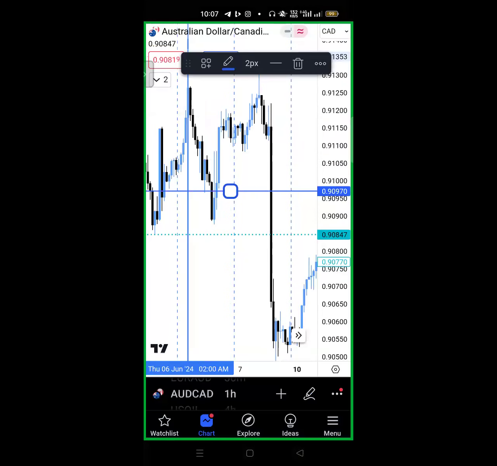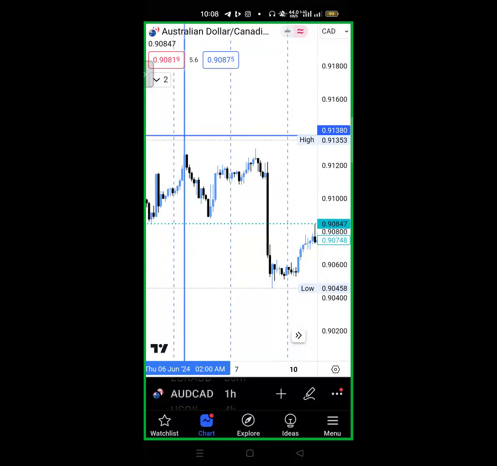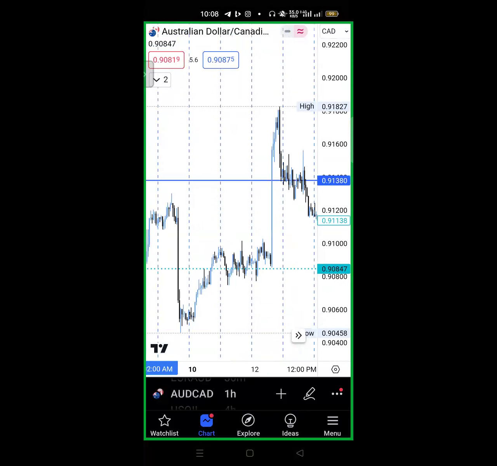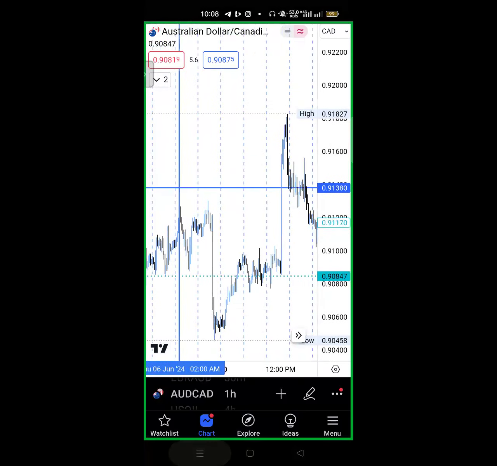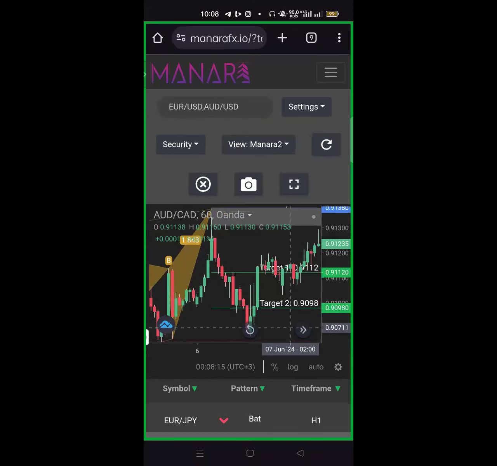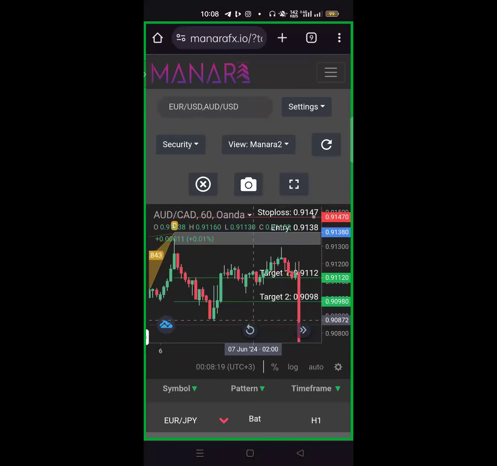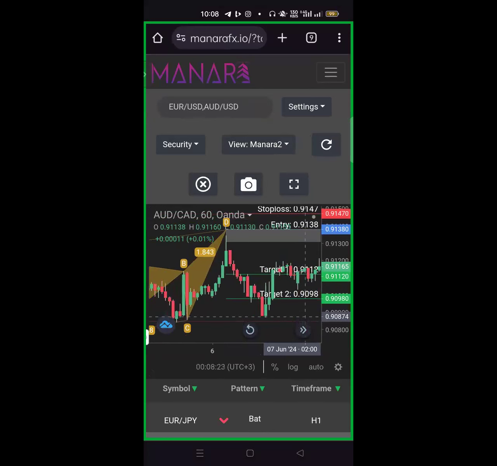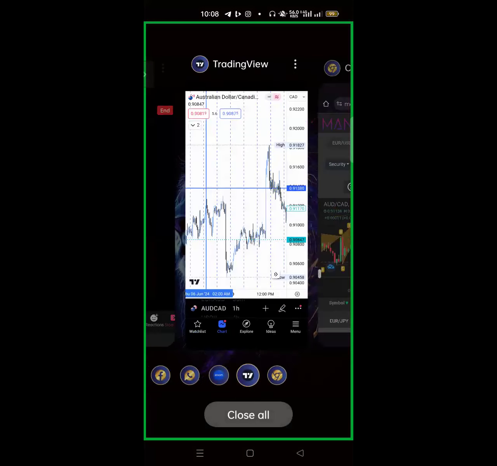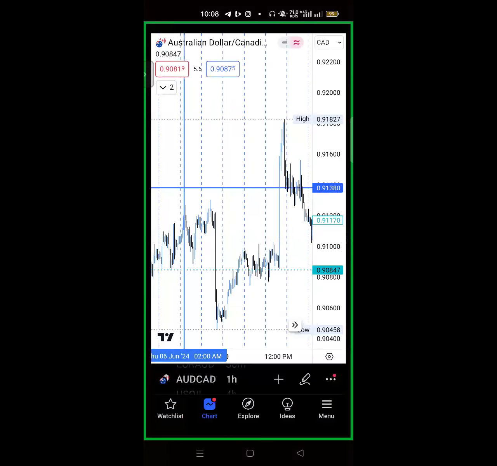9138. Come to the coordinates, 9138. That's for the entry. Am I right about this one? Yes, 9138 entry. And then the stop loss is 9147.